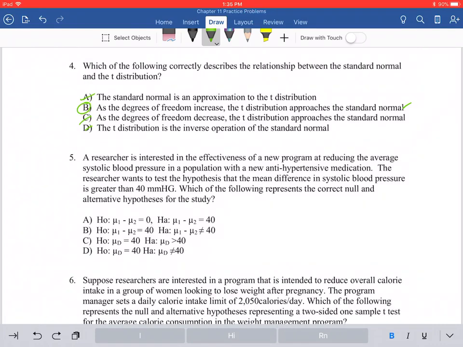A researcher is interested in the effectiveness of a new program at reducing the average systolic blood pressure in a population with a new hypertensive medication. The researcher wants to test the hypothesis that the mean difference in the systolic blood pressure is greater than 40 mmHg. Which of the following represents the correct null and alternative hypothesis for the study?